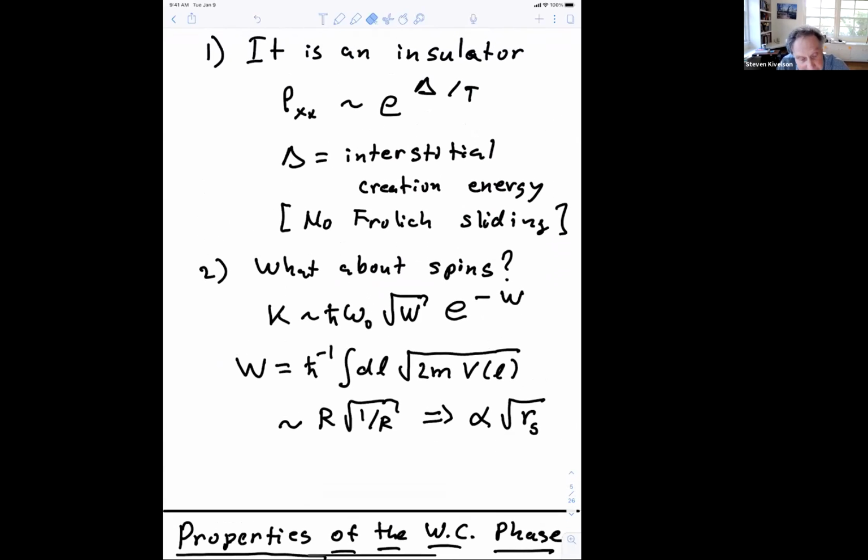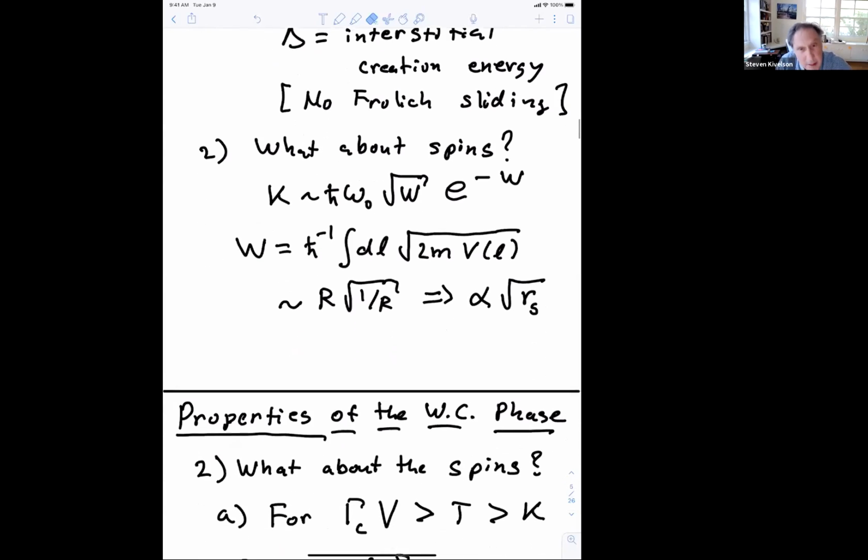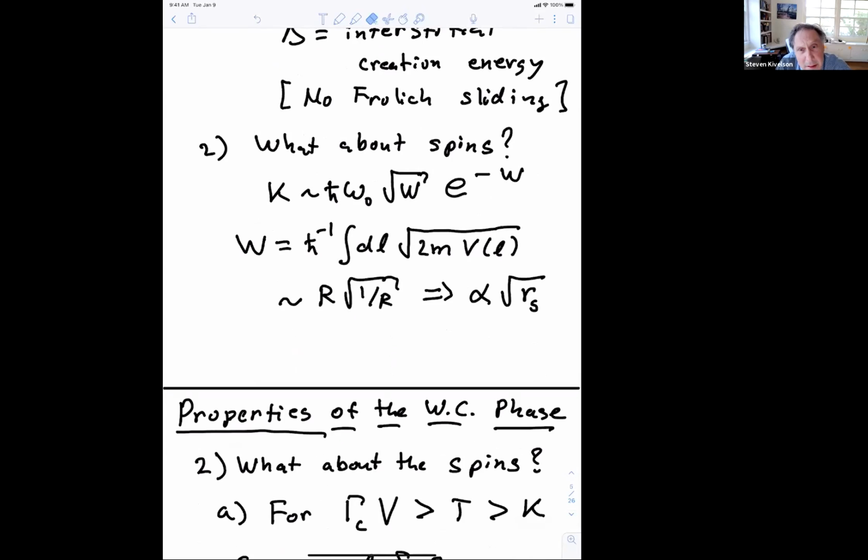It's easy to access conditions where you would see this and in which nonetheless there's no worry about Fröhlich sliding conductivity. So this is really the properties of an insulator. There's something that's a little bit less obvious, which is what happens to the spins.